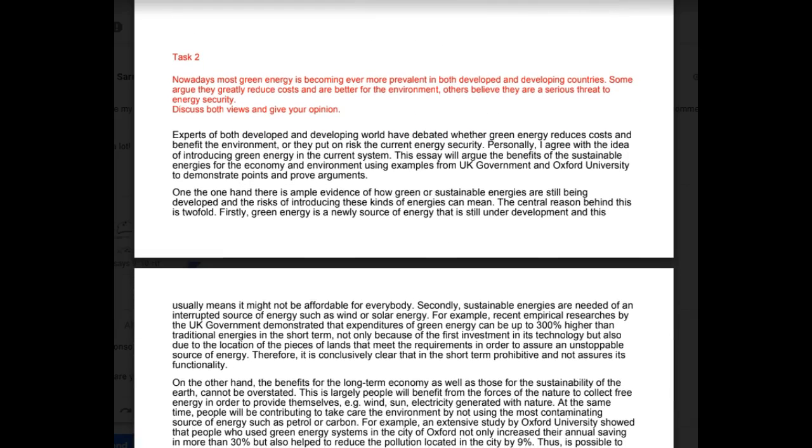This is the one about green energy. So let's see what you said here. Experts from both the developed and developing world have debated whether green energy reduces costs and benefits the environment, or if it puts on risk. We don't really say that. If it creates a risk for energy security. That would have been okay.